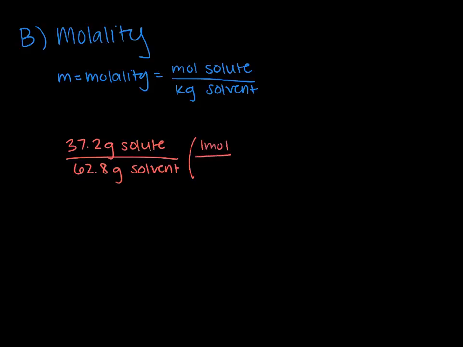We'll divide by the molar mass of HCl, which is 36.5 grams per mole, and we'll multiply by 10 to the third grams, since there are 10 to the third grams per 1 kilogram. This cancels out grams on the bottom and the top. We are left with moles of solute per kilograms of solvent, and our answer is 16.23 molal.